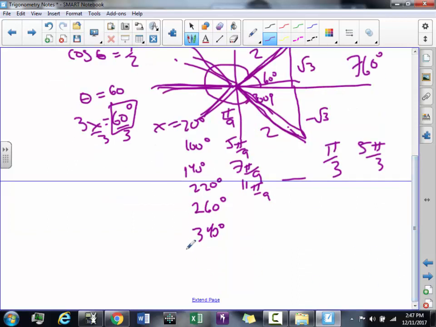Like if you really wanted to, you could go 340 degrees times 2 pi divided by 360. You could do that if you wanted to. 340 times 2 divided by 360. This is 17 pi over 9. You could do that if you really had to do it the long way. Yeah. Does that make sense to you guys as ways to solve it?